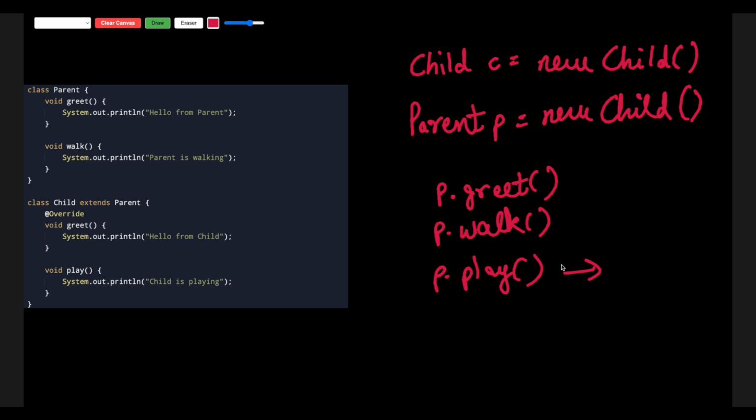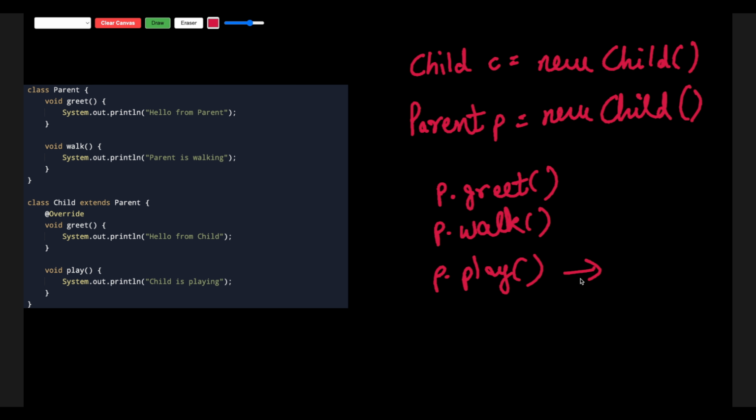Keep this point in mind that you, as a parent reference, are still pointing to the child object. So in this case, hello from child is printed. What happens is that at compile time when p.greet is called, it checks whether the greet function is available inside the parent class. But when you are actually running the code, at that time it gets to know that this reference is actually pointing to the child object. So at runtime it gets to know that it has to call the child greet method, not the parent greet method.